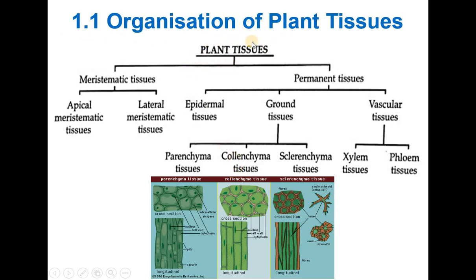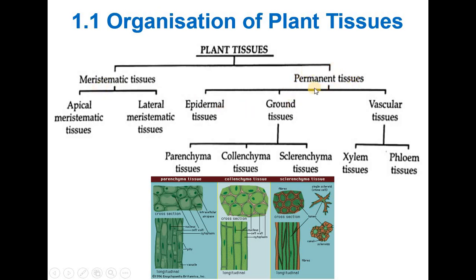Plant tissue consists of 2 types of tissue, meristematic tissues and permanent tissues. First, what are meristematic tissues? Meristematic tissues refer to the tissues that are actively dividing by mitosis. There are 2 types of meristematic tissue, apical meristematic tissue and lateral meristematic tissue. Don't worry about these types of tissue because we will learn more in the next subtopic.